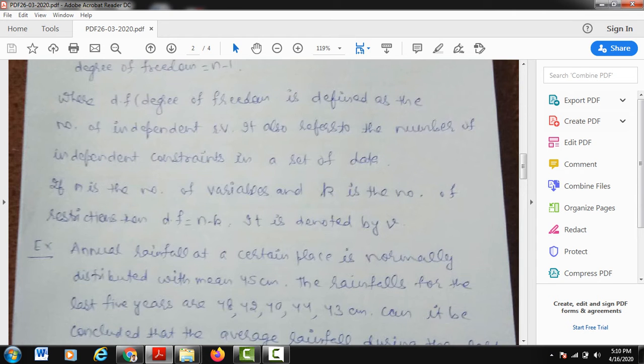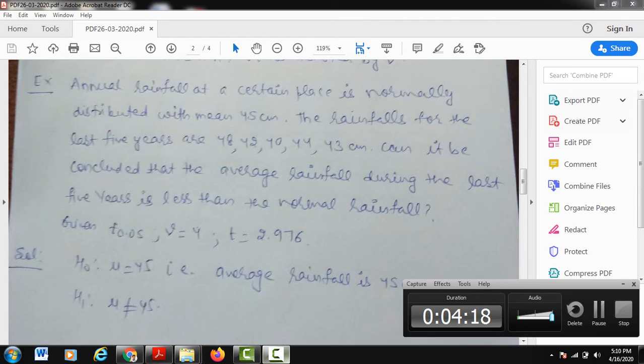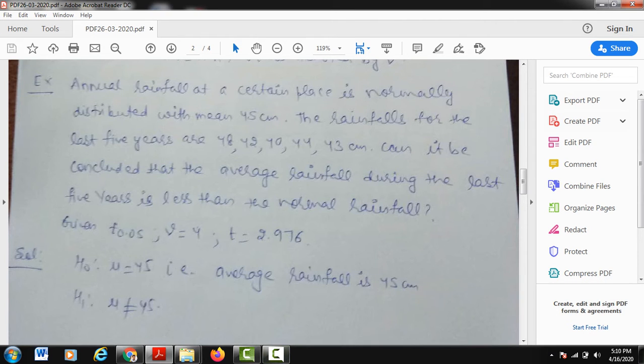Now I will illustrate the application of the T test through this numerical. Annual rainfall of a certain place is normally distributed with mean 45 centimeters. The rainfalls for the last 5 years are 48, 42, 40, 44, 43 centimeters. Can it be concluded that the average rainfall during the last 5 years is less than the normal rainfall? Given t 0.05, that is, at 5% level of significance, the table value is 2.976 with degree of freedom 4. Why are we taking the degree of freedom as 4? Because the sample size is 5.